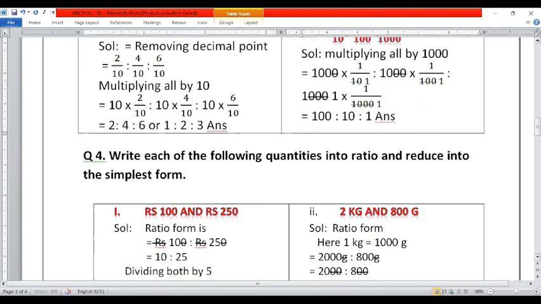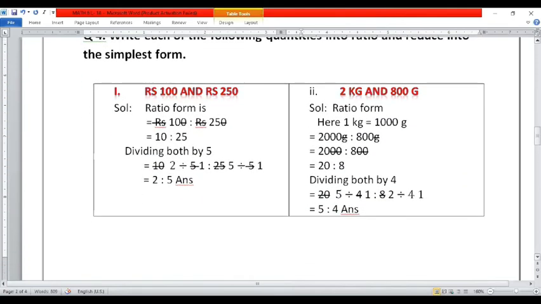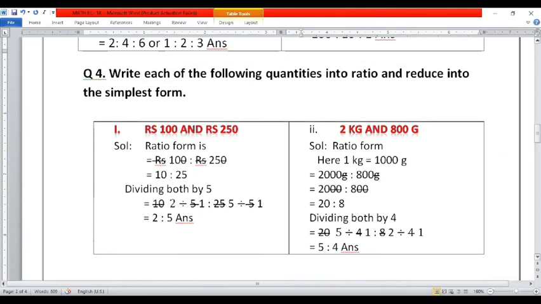Here students, in the second ratio, question number 4: write each of the following quantities in ratio, in the same pattern. First of all, in ratio form, rupees 100, rupees 250. On both sides, I cancel the rupees, and also this 0 is cancelled by this 0. We got 10 and 25. Now, 5 is a number that can divide 10 2 times and 25 5 times. We got the answer 2 ratio 5.